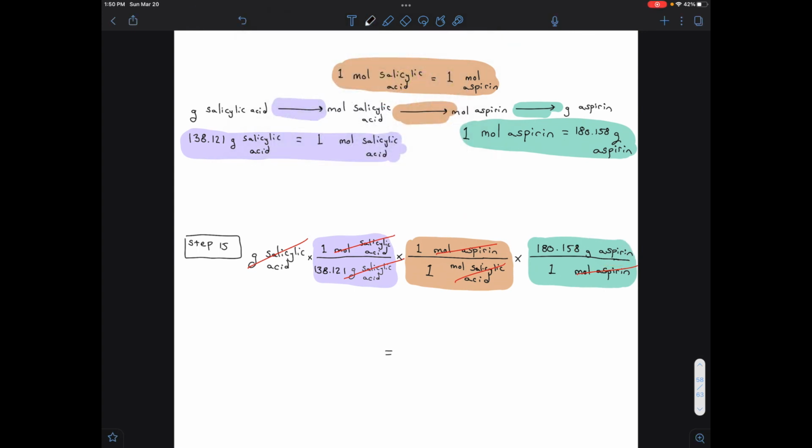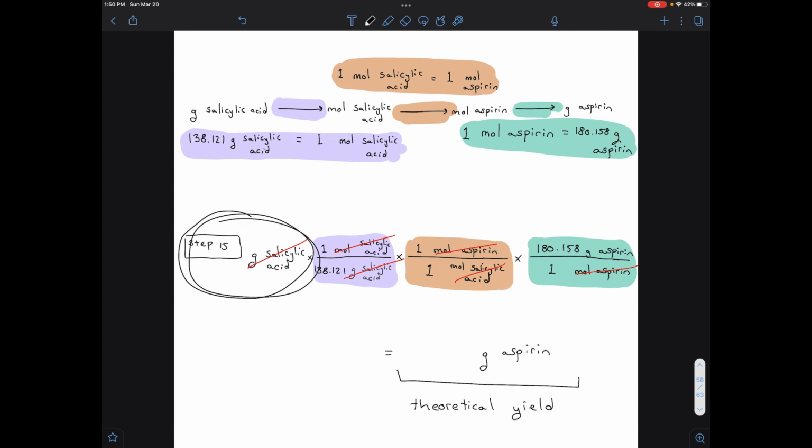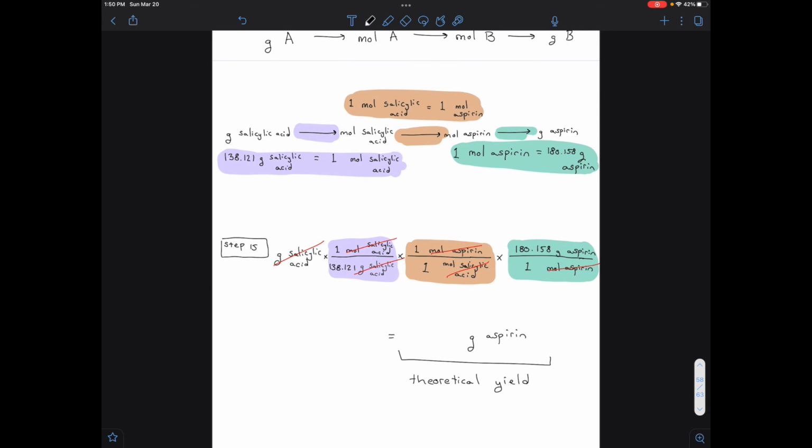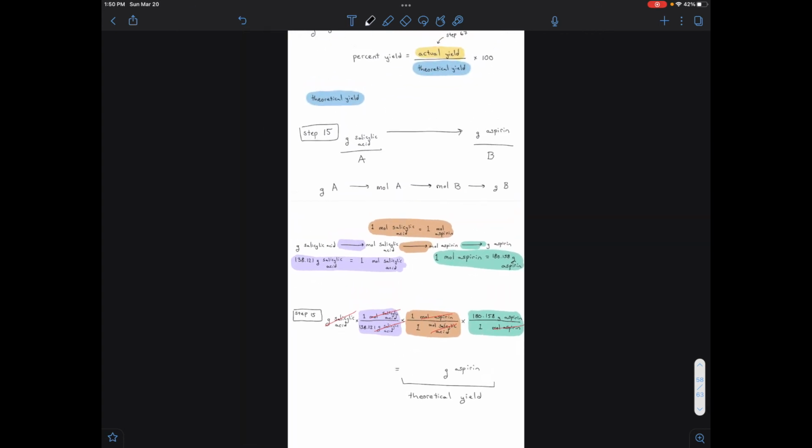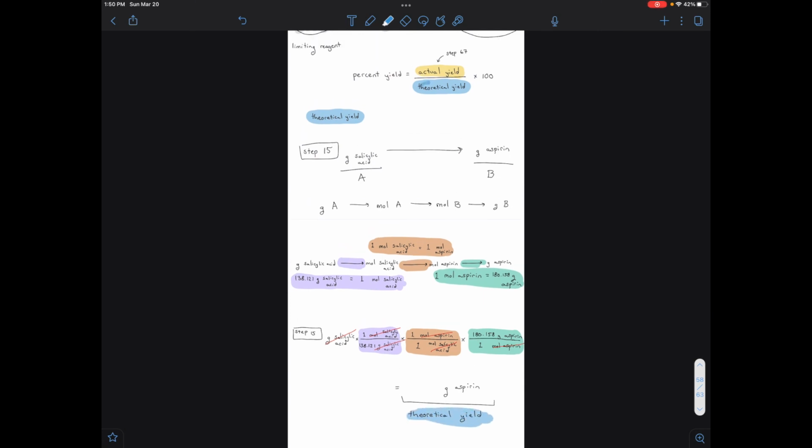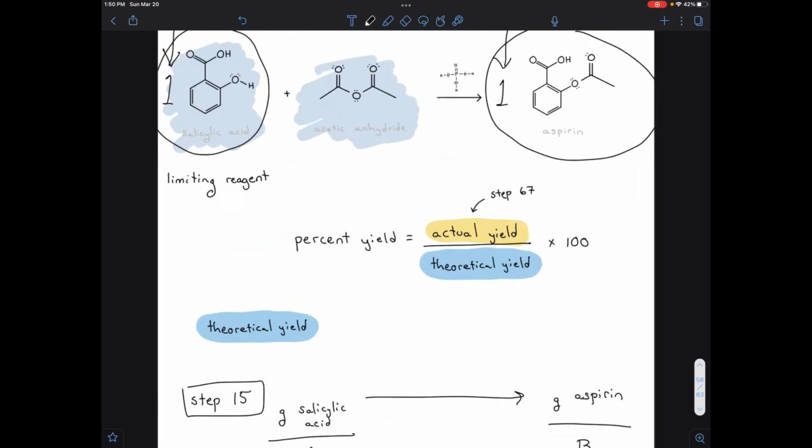So when you calculate this all out, you'll have grams of aspirin, and that will be your theoretical yield. That's theoretically the maximum amount of aspirin you could have made when you started with the grams of salicylic acid that you weighed out in step 15. So once you have that theoretical yield, you can go back and plug it in. This is what would go in the bottom of the percent yield formula. So when you have this, that's the maximum amount of aspirin you could have made.